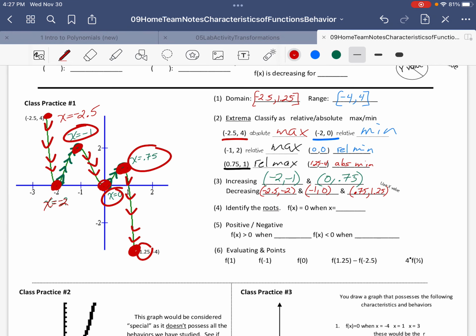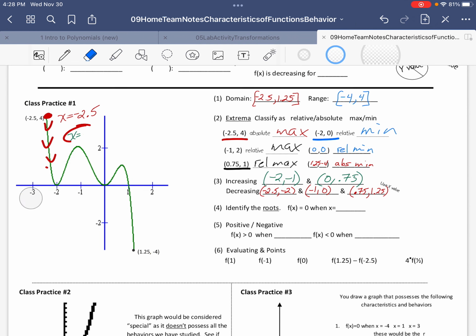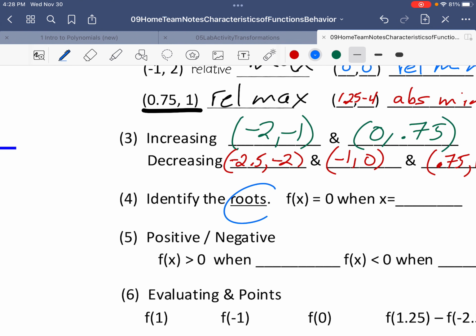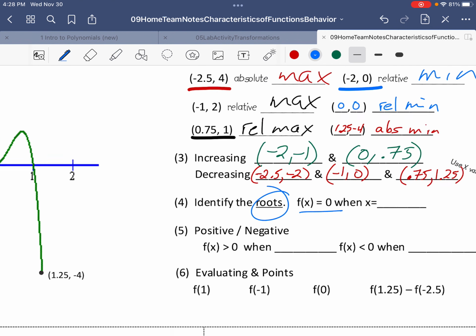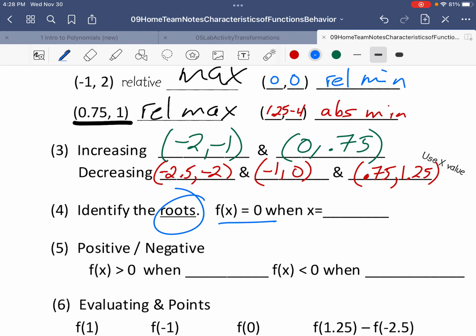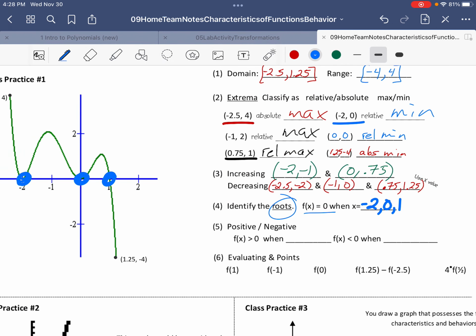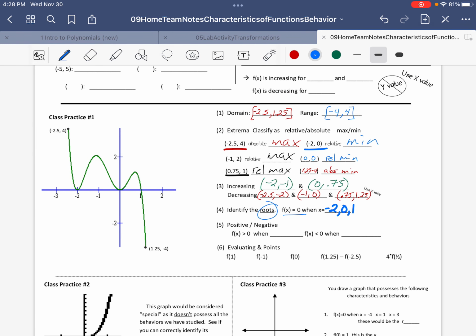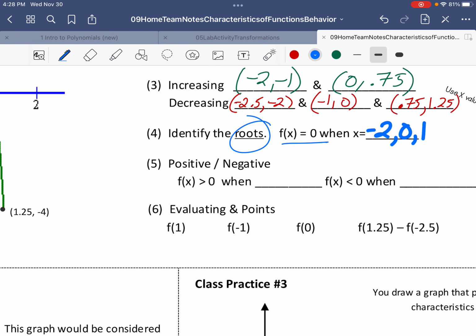Increasing, decreasing. It just means that you're going up and down. But you want to use the x value to describe those locations. Roots. Roots are when the function is equal to 0. In other words, when we're on the x-axis. So the function is equal to 0 at these 3 blue dots. So when I'm at negative 2, 0, and 1 are those 3 blue dots. The roots are when the function's equal to 0.